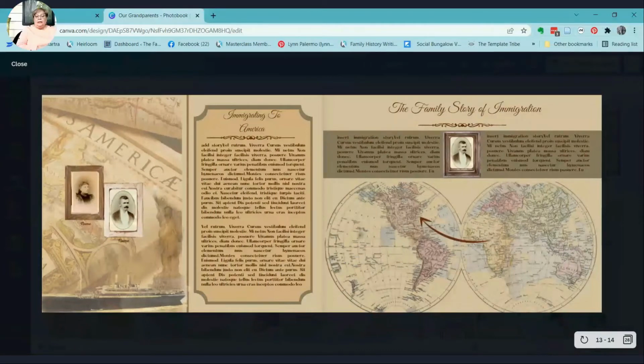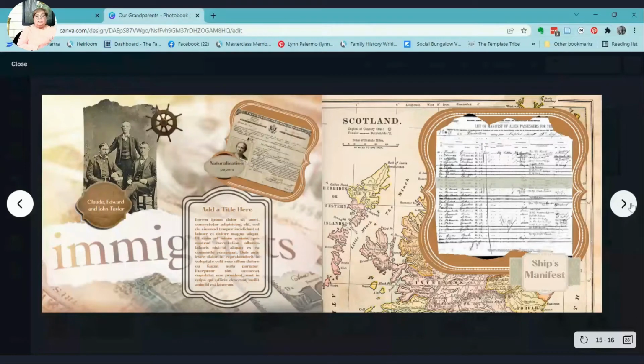I use all the documents I can find and all the pictures I can find. As you can see on here, we have a visual of the immigration of the ancestor. Also, I would include, if you have it, a ship's manifest, naturalization papers. There I have a little map. And of course, the figures or the people who immigrated. But pictures and documents are an excellent way of presenting information to your reader and validating what you've written, I think.